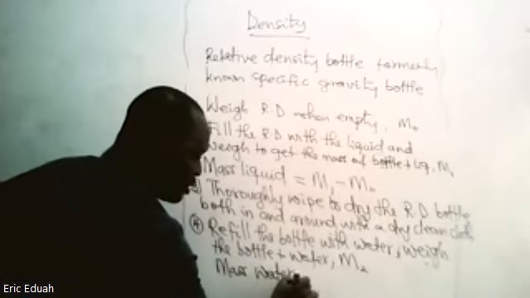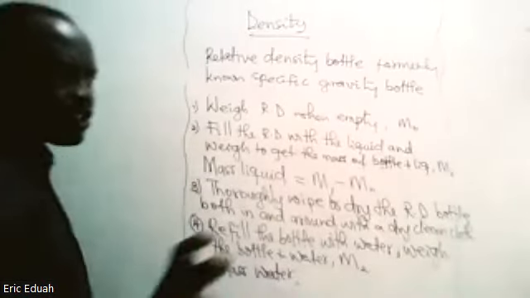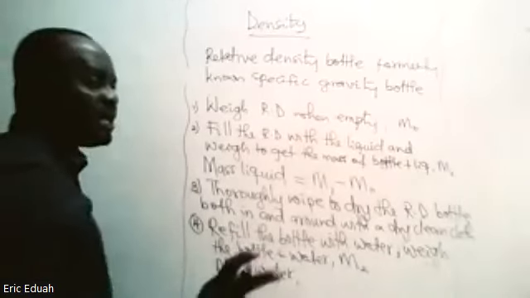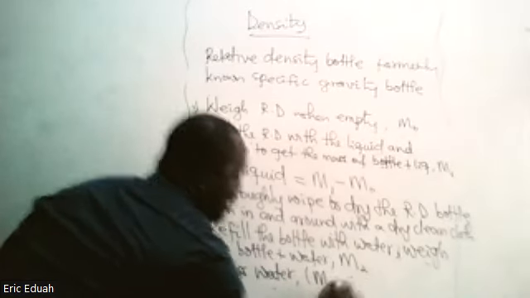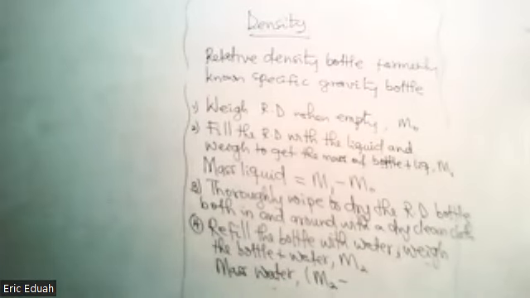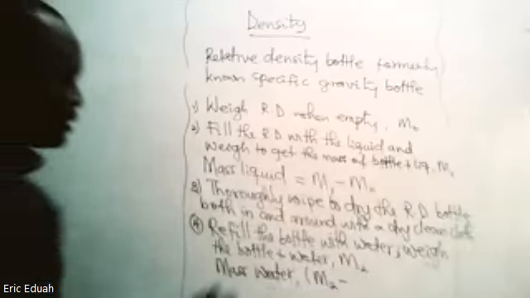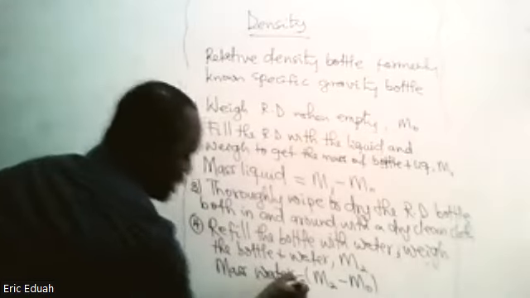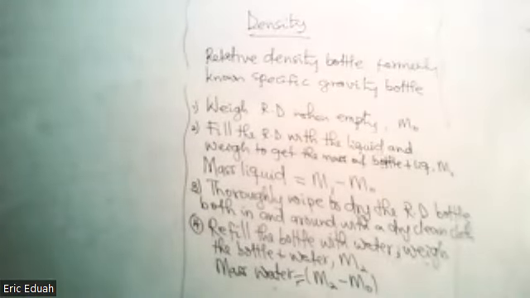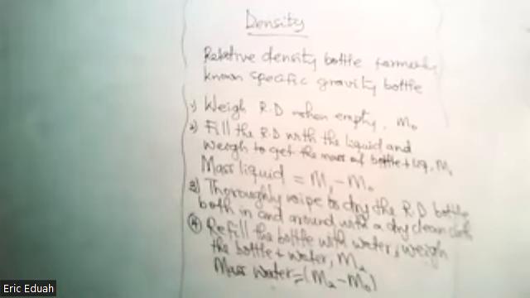M2 minus M0. So Bushra, the mass of the bottle plus the water is M2. Okay, the mass of the empty bottle, RD bottle, is M0. So subtracting M0 from M2 would give you the mass of the water. Are you okay? Yes, please. All right. Then we want the density of it.